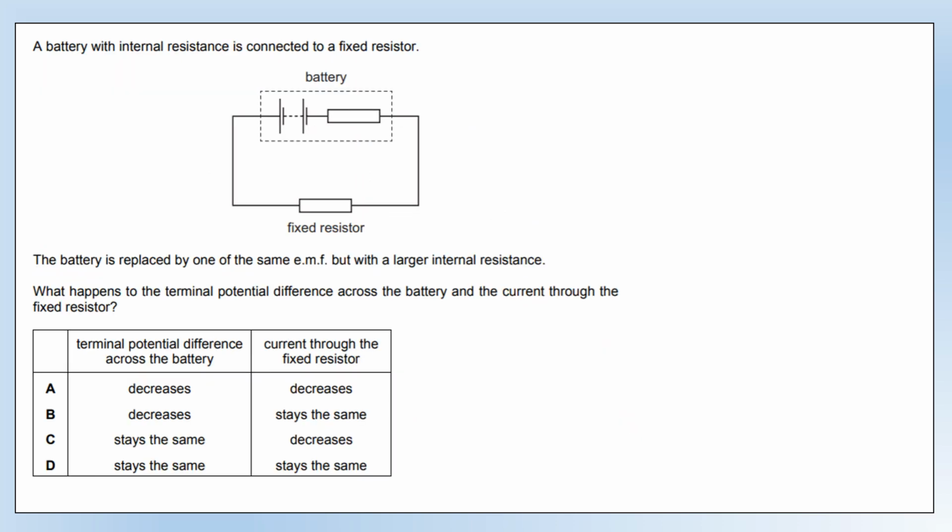Okay, so a battery with internal resistance connected to a fixed resistor. The battery is replaced by one of the same EMF but with a larger internal resistance. What happens to the terminal potential difference across the battery and the current through the resistor? So let's imagine we were taking some voltmeter readings. The terminal potential difference I'm going to call V big R. The potential difference across the internal resistance I'm going to call V little r. Applying Kirchhoff's second law, we know the EMF must be equal to V big R plus V little r.